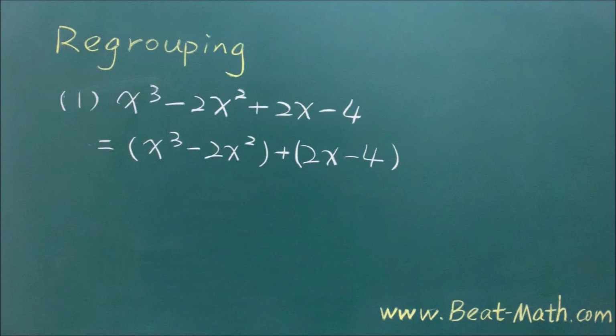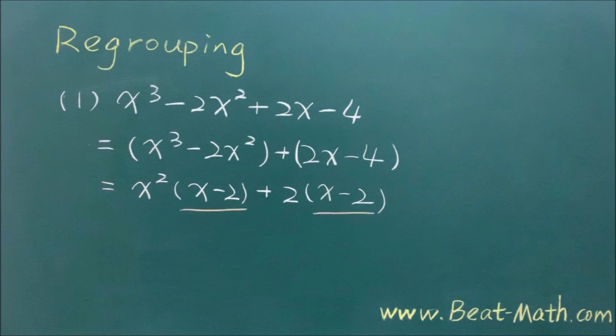Now these 2 groups look familiar. We can see that in the first group, x squared is the common factor, and 2 is the common factor of the second group. Factor them out, we get x squared times the quantity of x minus 2 plus 2 times the quantity of x minus 2. Aha! That is easy. Is that the result? No. Because now, the 2 new items have a common factor, x minus 2. We must factor it out.